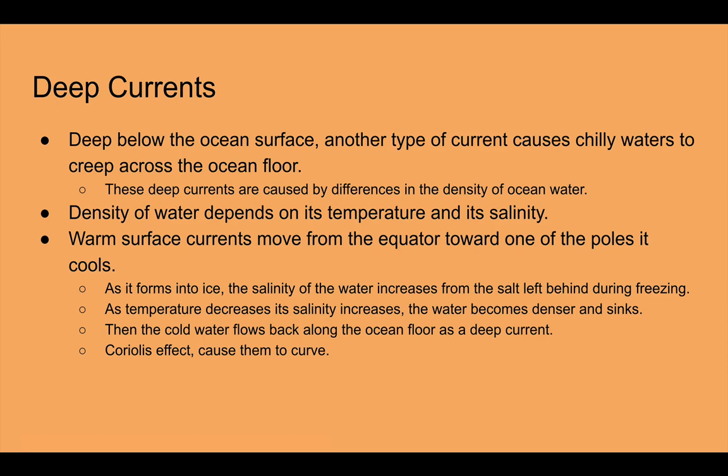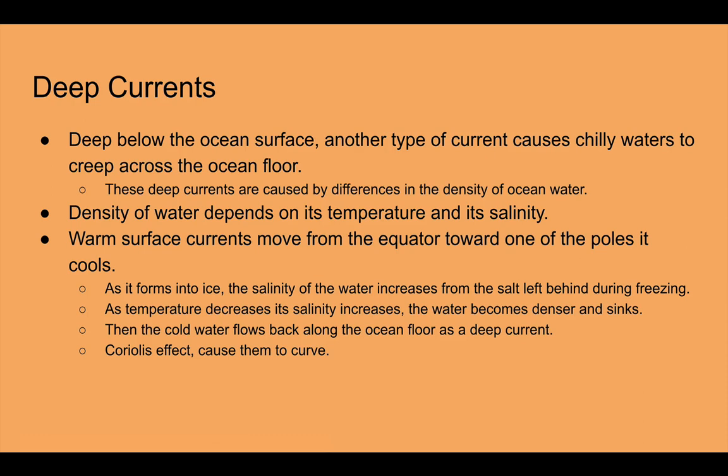Now, the warm surface currents, so if you picture the surface of the water that's getting moved by the global winds, so our polar easterlies, our prevailing westerlies, and our trade winds, they're going to move from the equator towards one of the poles. And as it moves towards those poles, it's going to get cooler and cooler and cooler until eventually it becomes cold.